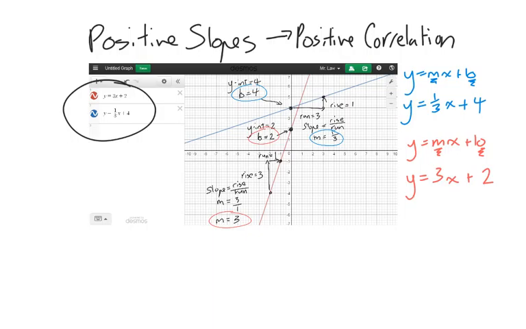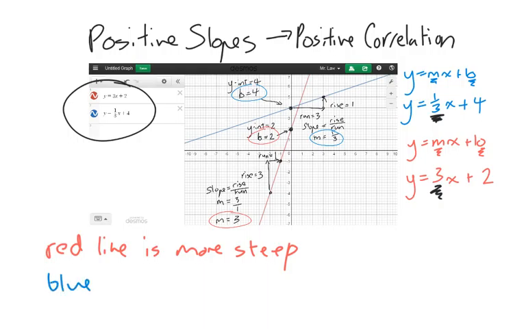Well, I wanted to compare the slopes. The slope of the blue line is 1 over 3, and the slope of the red line is 3. As you can see from the diagram, the red line is steeper. So I'm going to say red line is more steep. And I'm going to write the blue line is less steep.